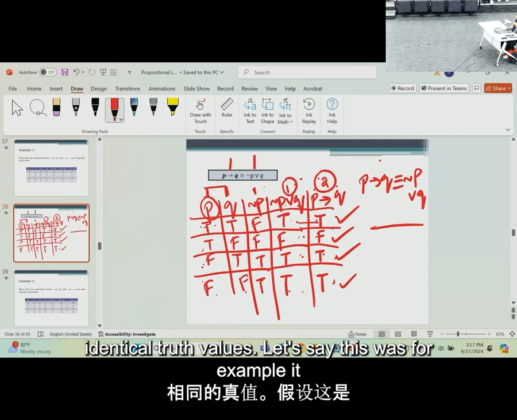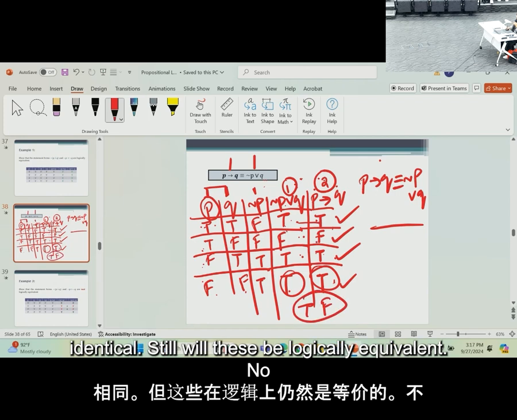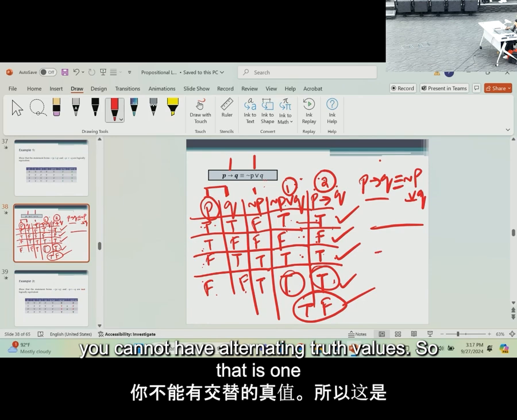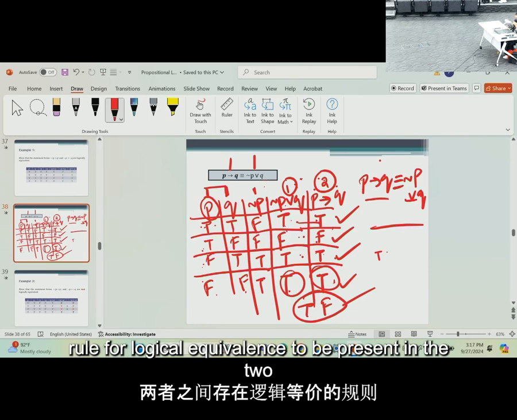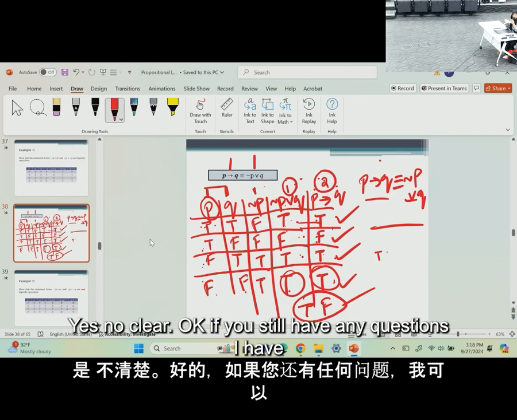Let's say, for example, it was not true, true, it was true, false, but all others were identical. Still, will these be logically equivalent? No, right? Even in one row you cannot have differing truth values. So that is one rule for logical equivalence to be present in two compound propositions. Clear? Is it clear? Any questions? Yes? No? Clear?